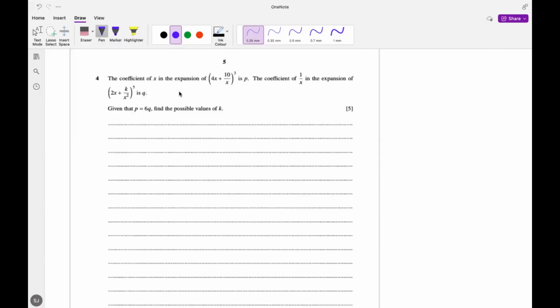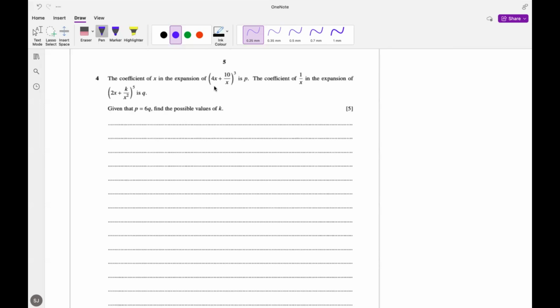In question 4, the coefficient of x in the expansion of (4x plus 10 upon x) whole cube is p. The coefficient of 1 upon x in the expansion of (2x plus k upon x squared) to the power 5 is q. It's given that p is equal to 6q, and we have to find the possible values of k.